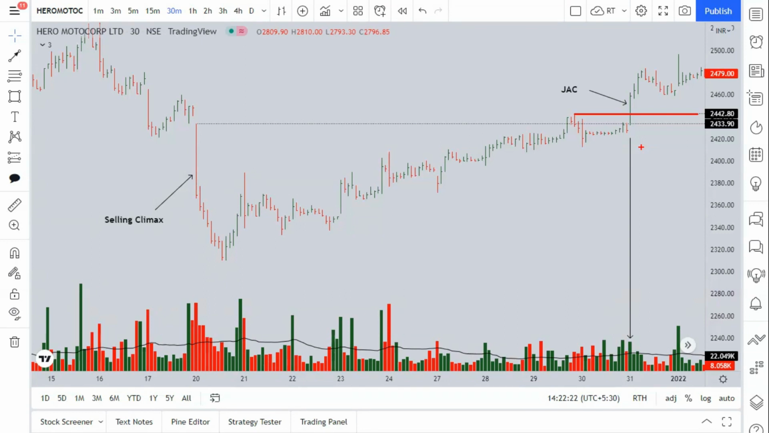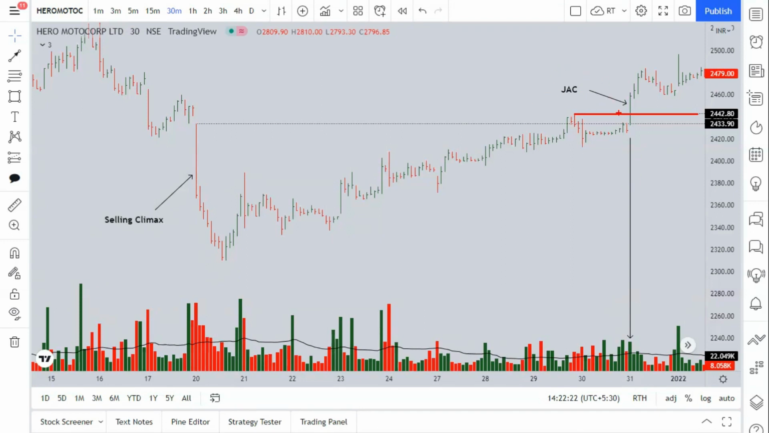So right here, what happened is the market had a breakout. Why am I writing "jump across the creek" right here? Simple. JAC means jump across the creek. It is a concept of Wyckoff schematics. One of the subscribers suggested I make a series on Wyckoff schematics, and I'm definitely preparing for it. Once I'm done, I'll upload more videos on it. Don't worry about it.